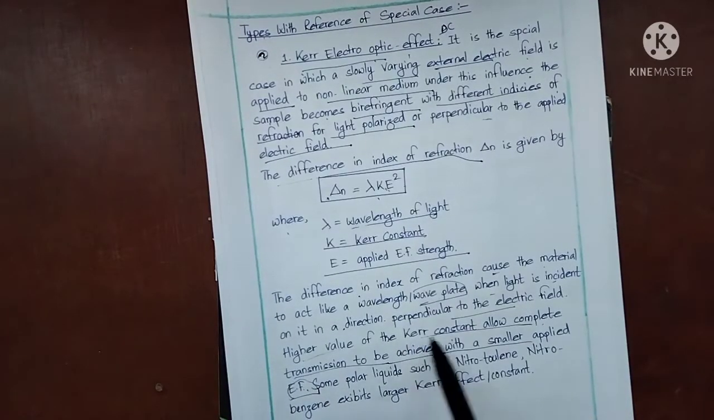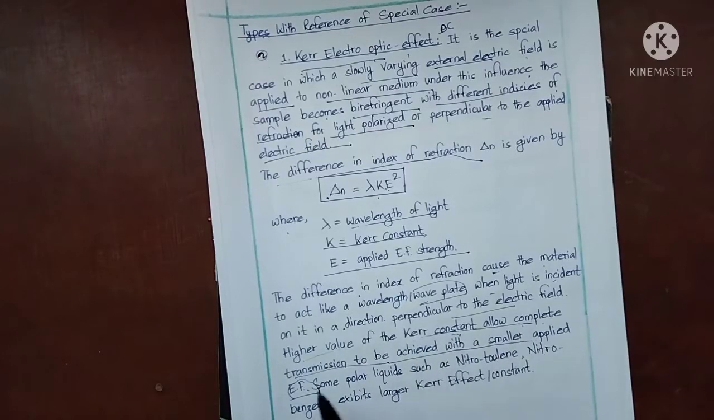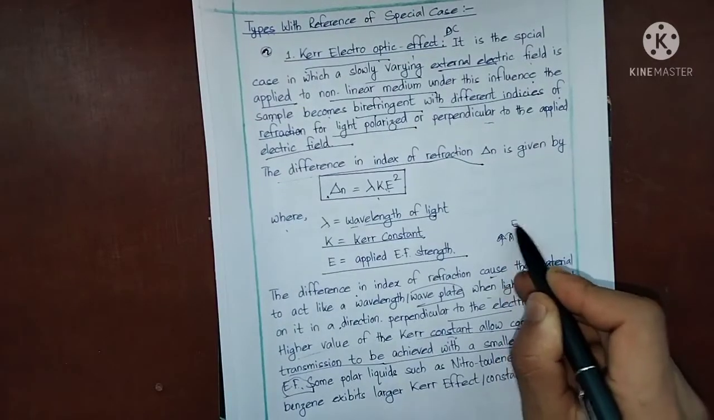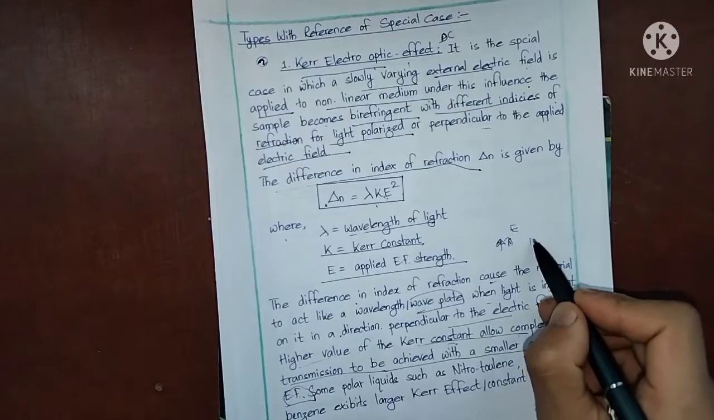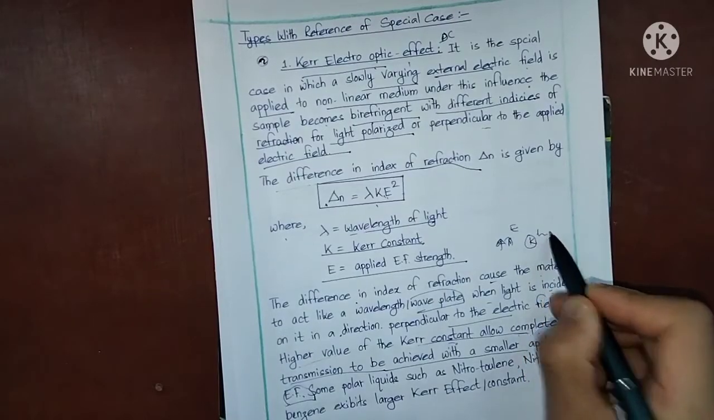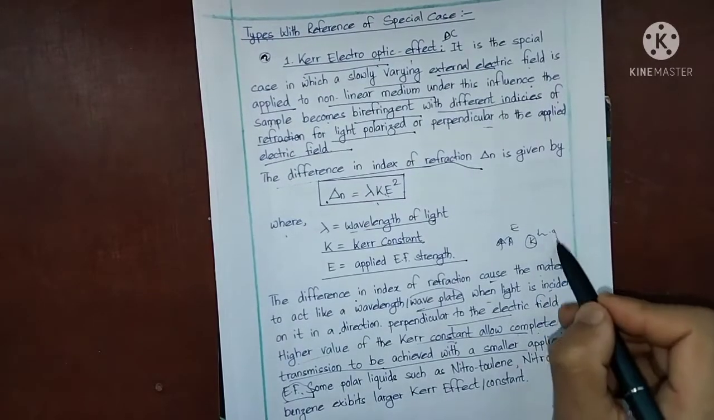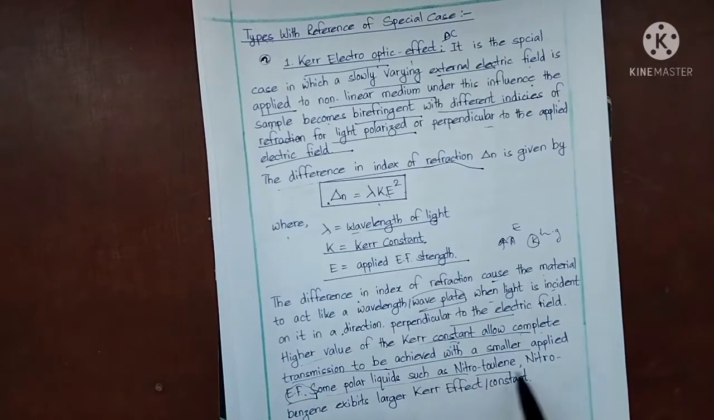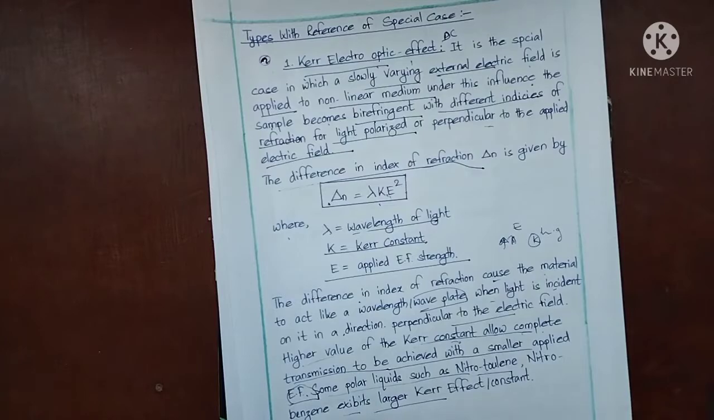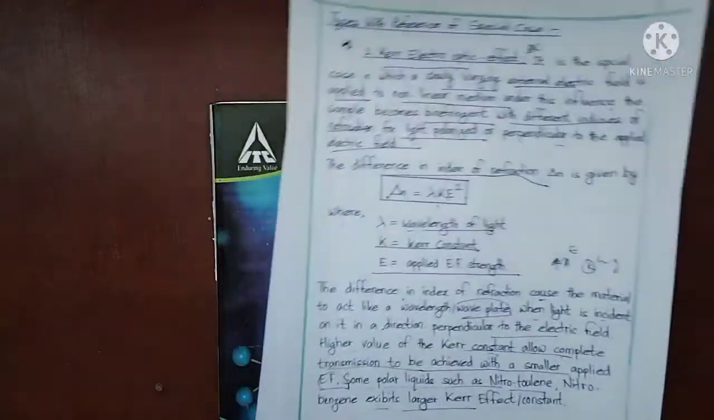A higher value of Kerr constant allows complete transmission to be achieved with a smaller applied electric field. This means if the Kerr constant is high, complete transmission can be achieved with a small amount of electric field. Some polar liquids such as nitrotoluene and nitrobenzene exhibit a larger Kerr constant.